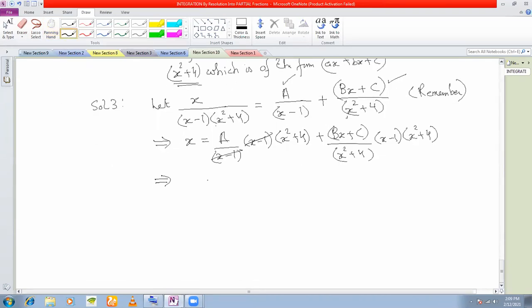And these two cancel off. So you get x is equal to a times (x square plus 4) plus (bx plus c) into (x minus 1), because x square plus 4 cancels. Here these two cancel. So now we can find out the values of a, b, and c. I'll stop here. Next class I will finish this sum.